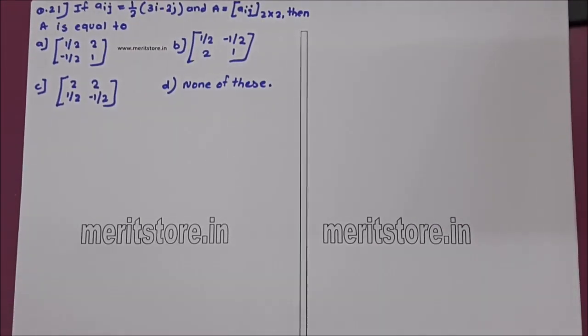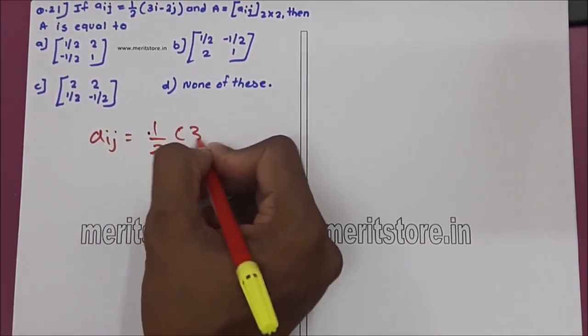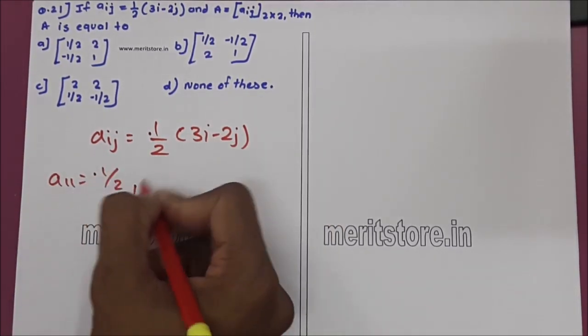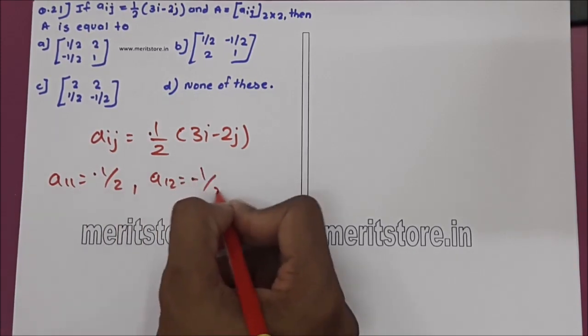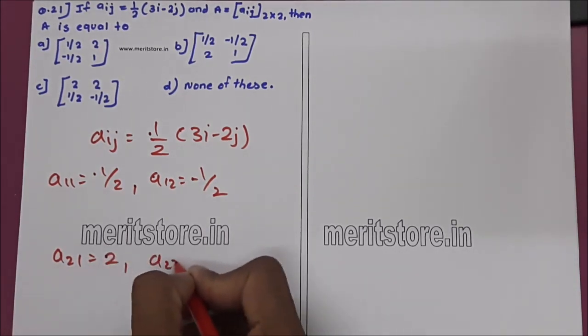Question 21. If aij is equal to half of 3i minus 2j and A is equal to aij of 2 by 2, then A is equal to. We have four options, A, B, C and D. A we have half, 2, minus half and 1. B half, minus half, 2 and 1. C 2, 2, half, minus half, and D none of these. So we have aij equal to half of 3i minus 2j. So we know that a11 is equal to half, a12 will be minus half, a21 we have 2, a22 is equal to 1.